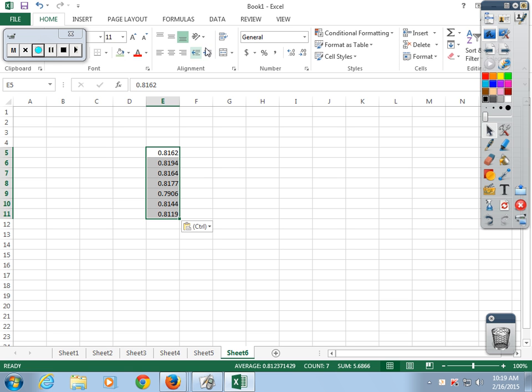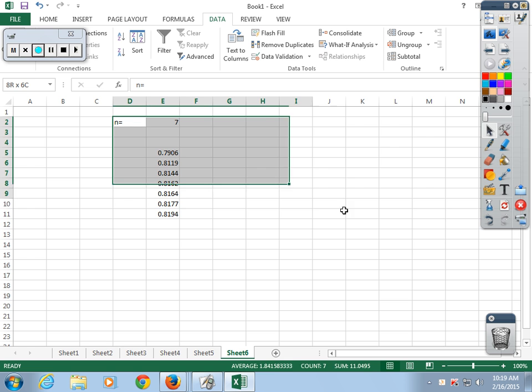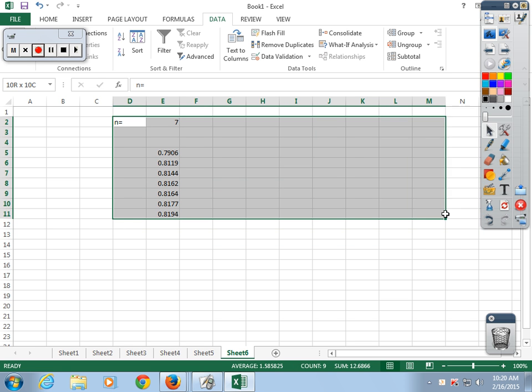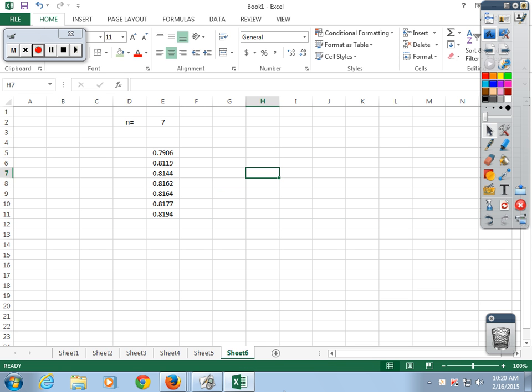First thing you do is put them in order. I don't know if they're in order, so I'm just going to make sure. There. Now let's count them. 1, 2, 3, 4, 5, 6, 7. So n is equal to 7. All right, go ahead and find everything. Mean, median, range, all that stuff. Find it.